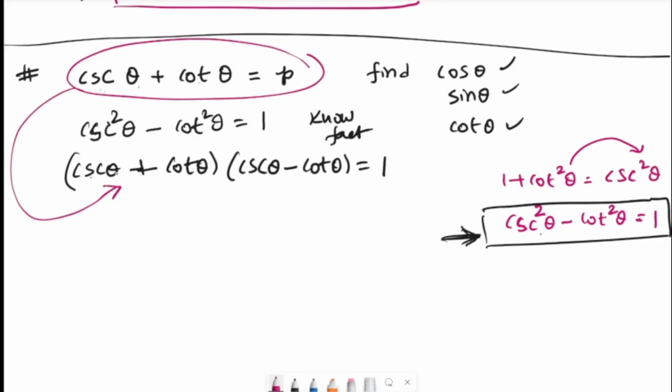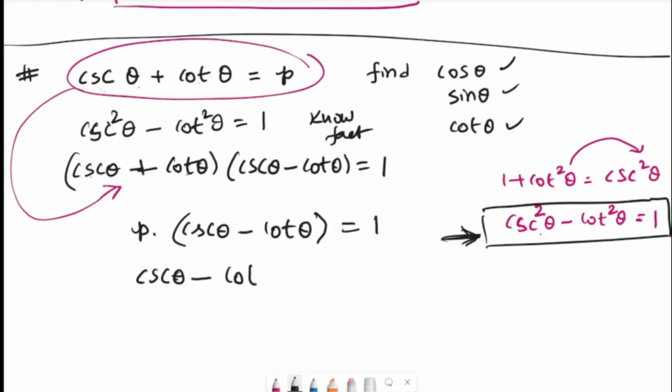Instead of cosecant theta plus cot theta, I'm going to write p. So this will become p times (cosecant theta minus cot theta) equal to 1. So cosecant theta minus cot theta will be 1 over p. Correct? So we have two little simultaneous equations.